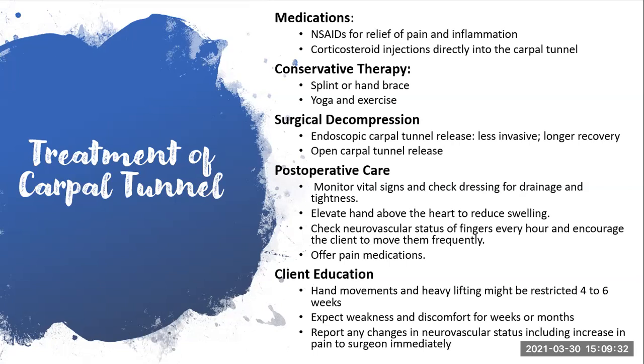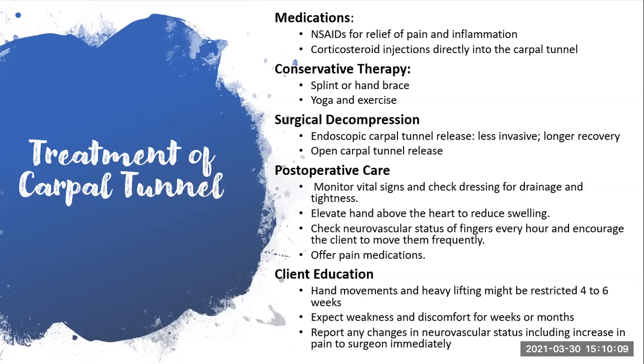Conservative therapy also includes wearing splints or hand braces, especially at night. You may initially tell them to wear them to bed at night. That's when the symptoms are the worst. Or they may wear them all day long and at night. And then, of course, yoga, exercise are some other options. There is surgical decompression, where they just kind of shave back that fibrous tissue and release the median nerve.